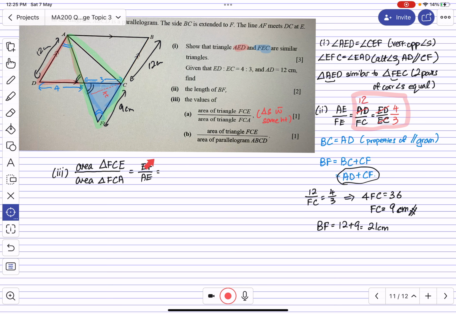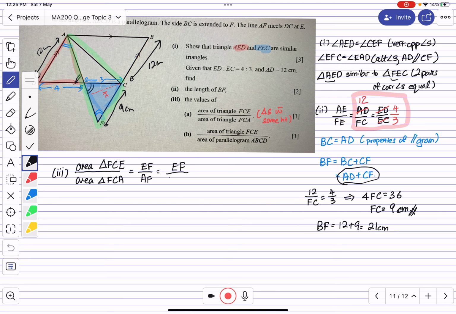Now this may seem very elusive, but if you consider the results of what you have done earlier, you can see that EF over AE can be found here. If AE over FE is 4 over 3, it's simply FCA. Oh, sorry, it shouldn't be AE, it should be AF. My bad. This is AF, because we're looking at the green triangle, which is the same as EF over AE plus EF.